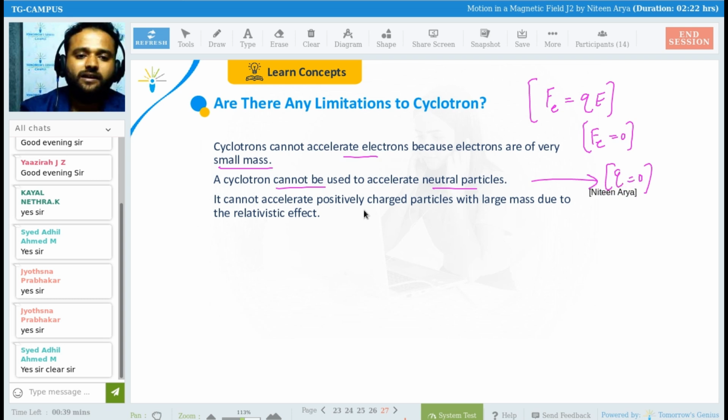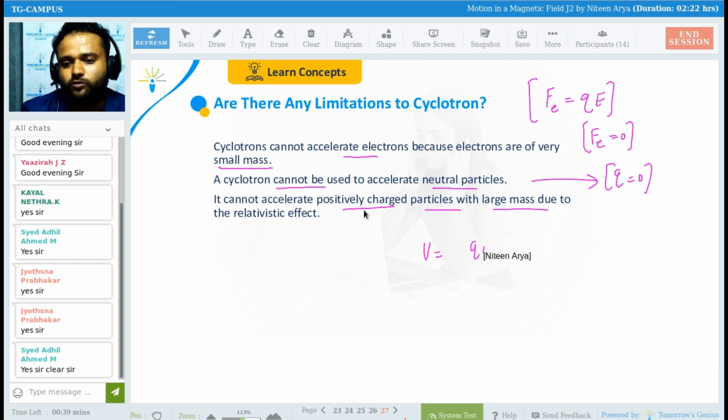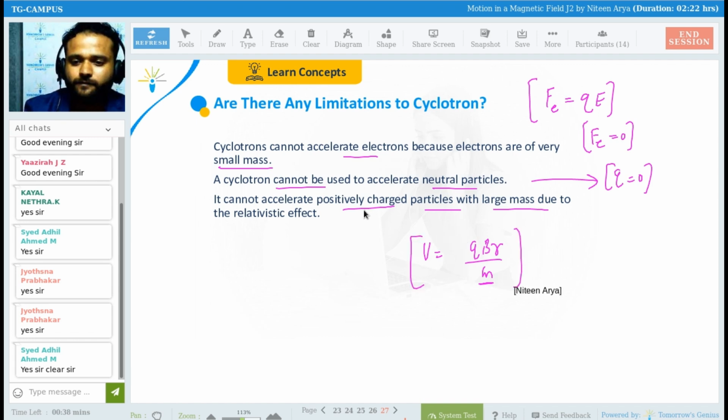So that is the reason. It cannot accelerate positively charged particles with a large mass due to the relativistic effect. As we know, v equals qBr upon m. So if m is going to be high, as simple as that, v is going to be less. Okay, we don't need to discuss this.